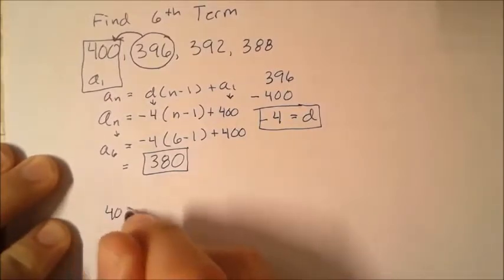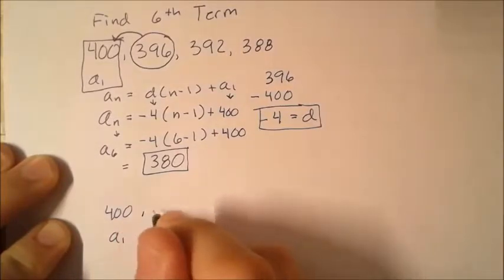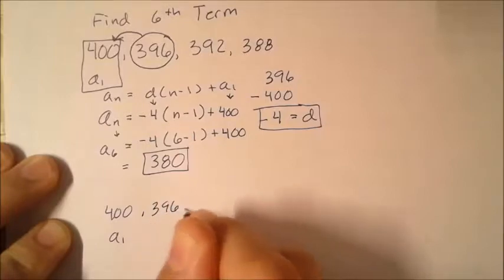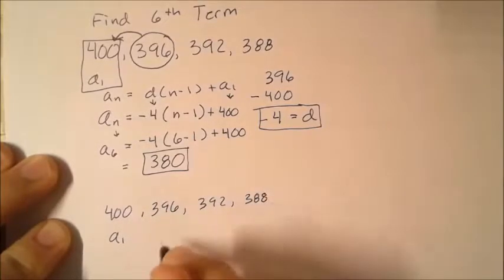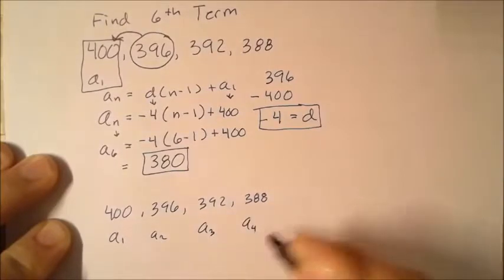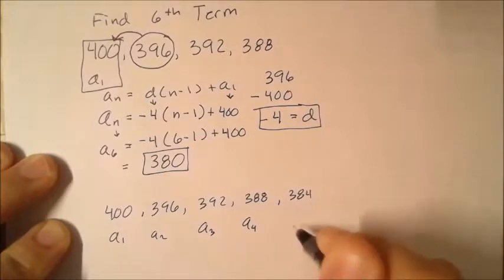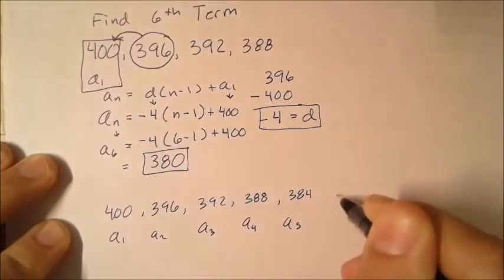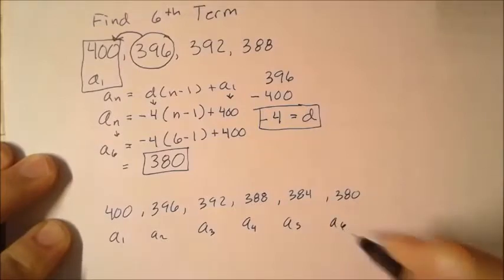So if we have this, we said a sub 1 is 400. Then we have 396, we have 392, we have 388. You could have said this is a sub 2, a sub 3, a sub 4. And if we just keep going down by 4, 384 is going to be a sub 5. If we go down another 4, it's going to be 380, and that's going to be a sub 6.